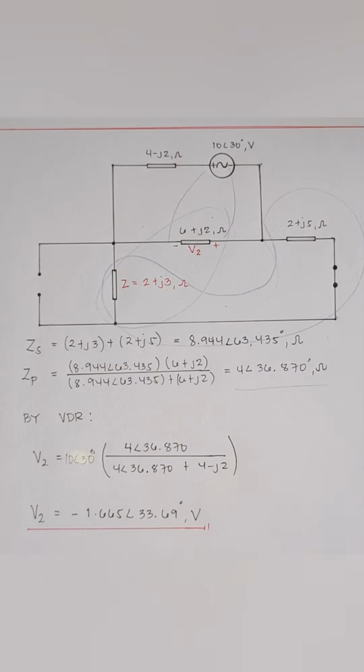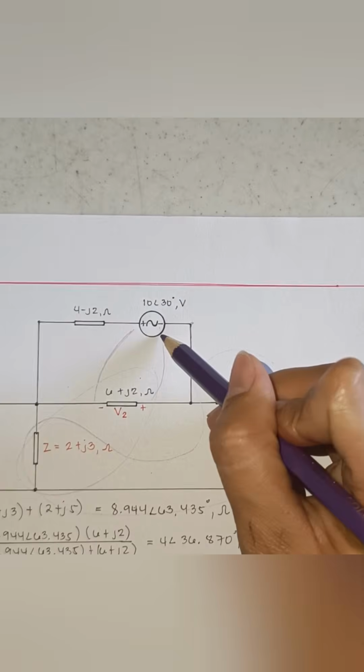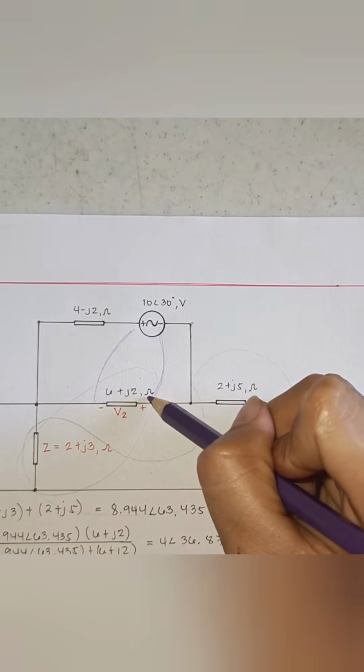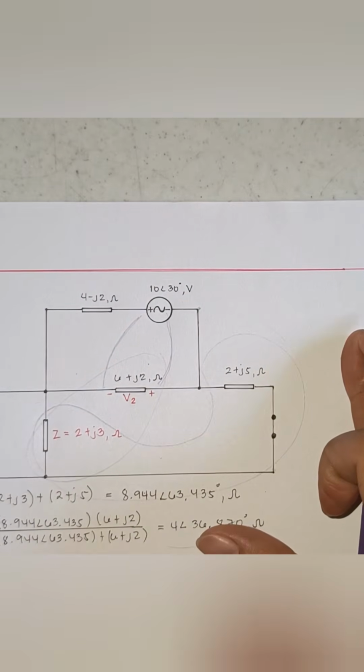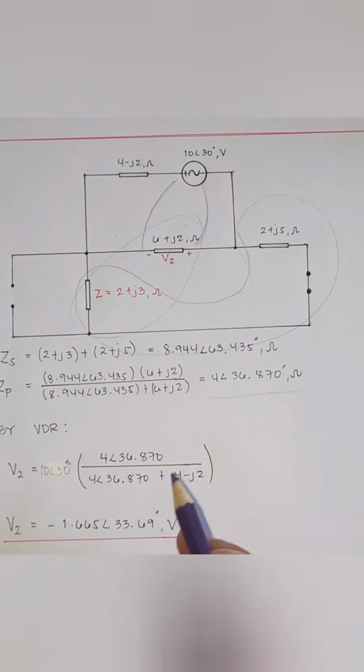As you can see, the resulting voltage has a negative sign due to the assumed polarity directions. That is the polarity. That's why it's negative.